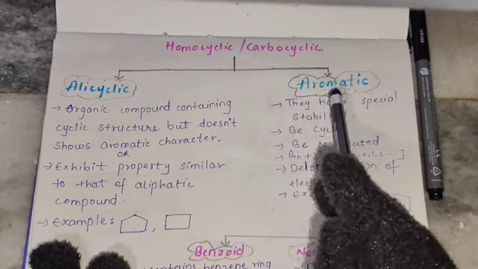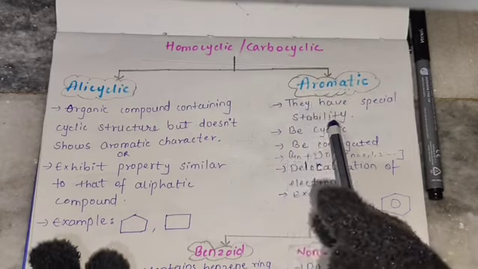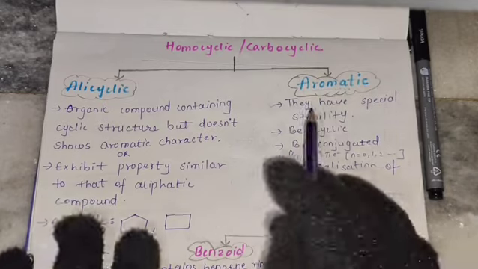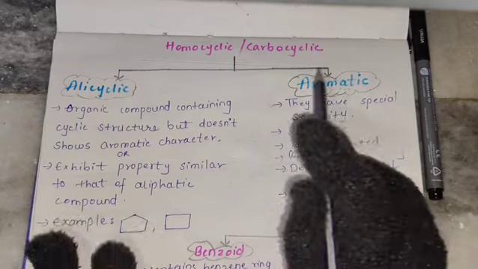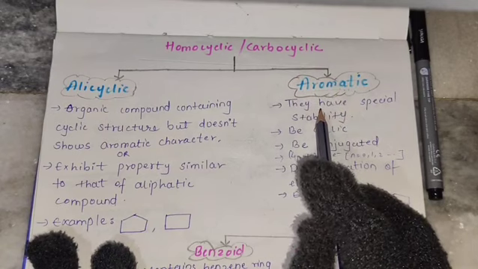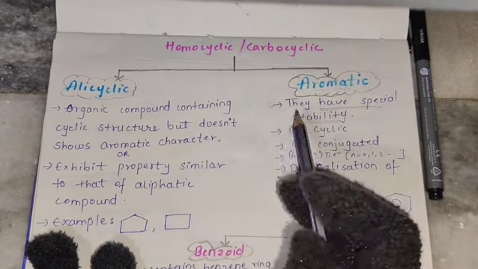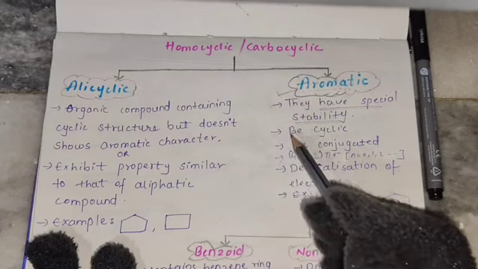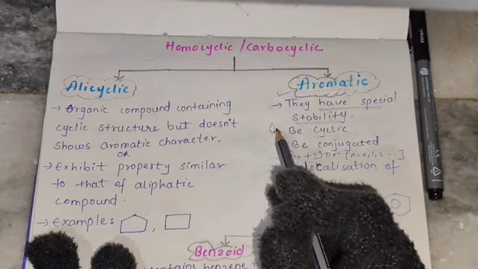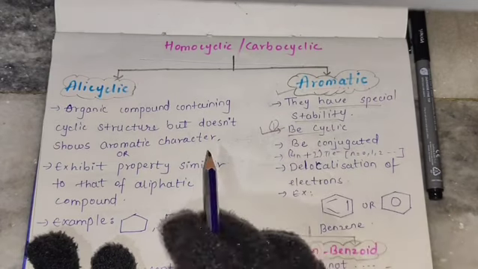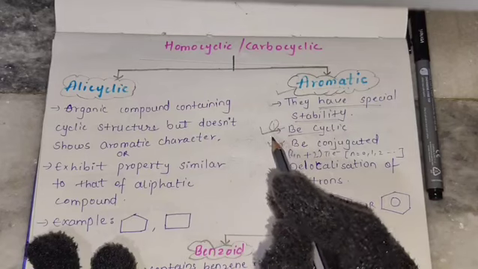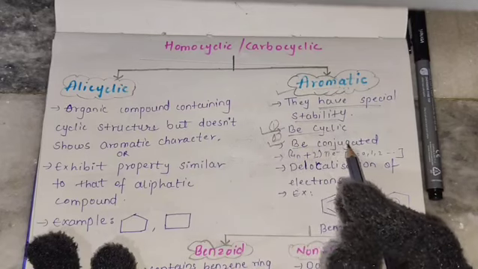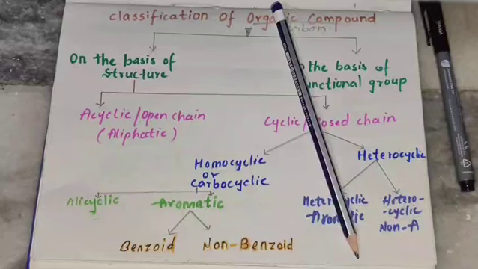So the compounds which are aromatic, they have special stability. They have unusual stability. Okay, remember this. The compound which shows aromatic character always has special stability. Okay, for a compound to be aromatic, there are some conditions. The very first condition is the compound should be cyclic. Okay, the aromatic compound should be cyclic. Second condition is it should be conjugated. That means it should have conjugation. What is the meaning of conjugation?